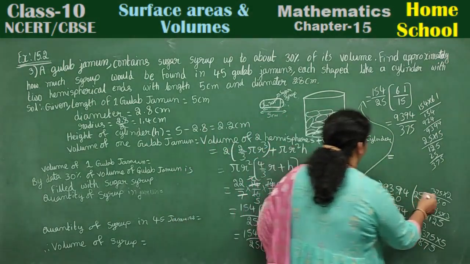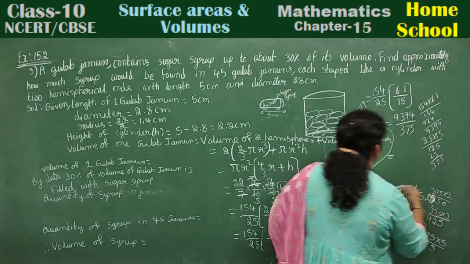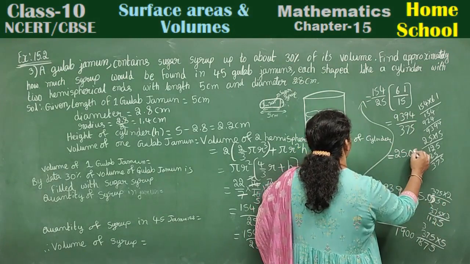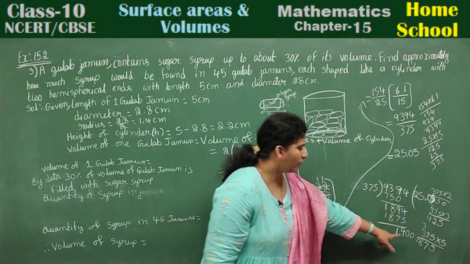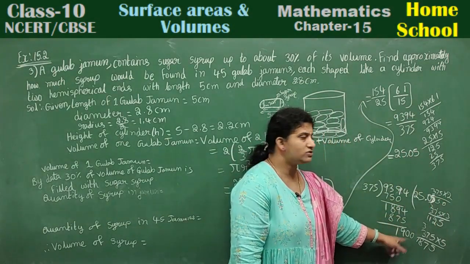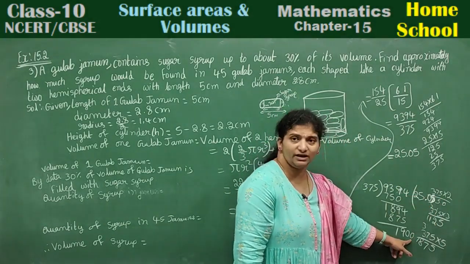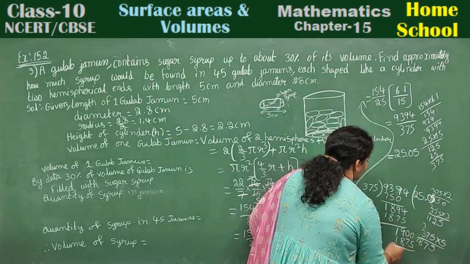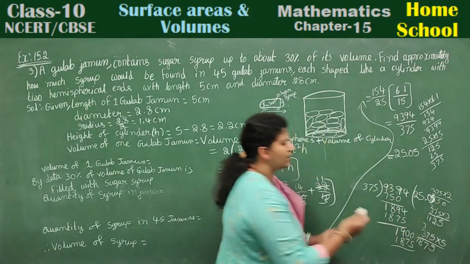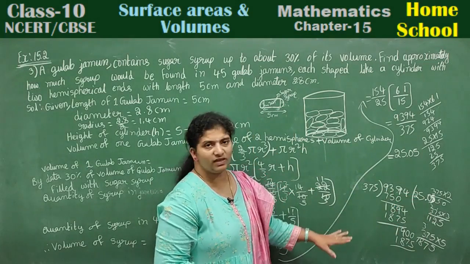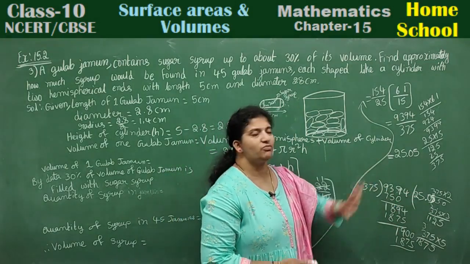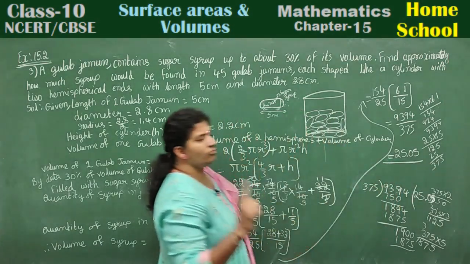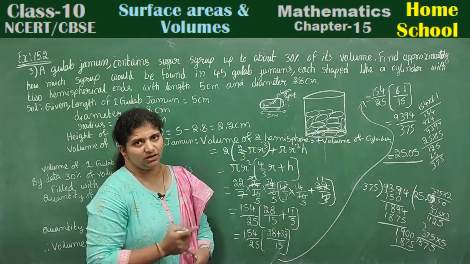375 5s are, right? So your answer is 25.05. If you take 10, we still did not get it, so take one more 0 and write here another 0, then that will be 1875. If you subtract, you are going to get the answer, right? I just stopped there. So 25.05 is the answer for the volume of 1 gulab jamun.